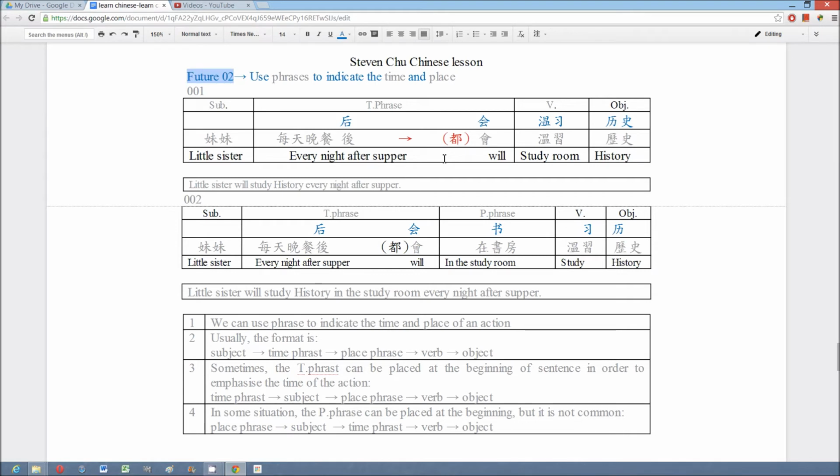This is future tense number 2. In this session, we will learn how to put some elements in the sentence to show the time and place of an action.